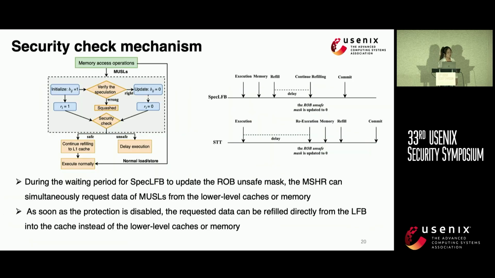When the corresponding ROB unsafe mask bit is 1, the security check mechanism should wait for the update of the ROB unsafe mask bit. During the waiting period, the MSHR can simultaneously request data of Muscles from the lower-level cache or memory, so that when the speculation is subsequently verified as correct and the corresponding ROB unsafe mask bit is reset to 0, the requested data can be refilled directly from the line fill buffer instead of from the lower-level cache or memory, without causing too much delay.